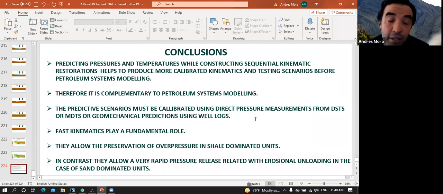Yes, I think we have seen that. It's a very interesting question. We have seen that related with porosity, for example.